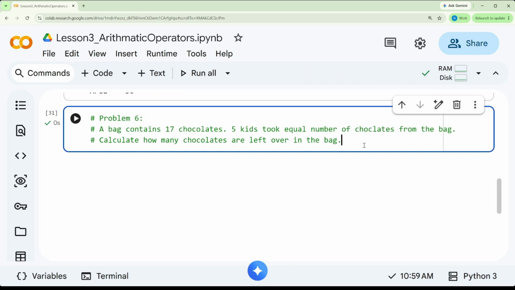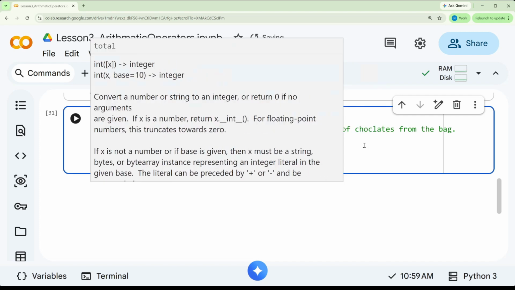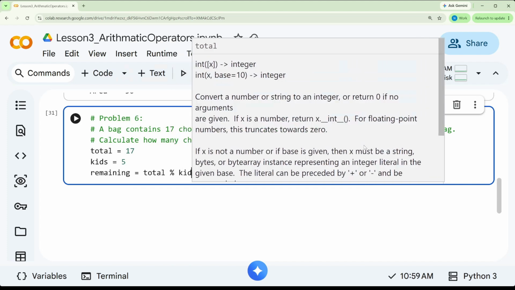So how many chocolates are left? Now pay attention to the word remaining, and as we discussed, the modulo operator is used to find the remainder. So what do we have? Total is 17. Number of kids is 5. Remaining will be found by using our modulo operator that looks like the percent sign.